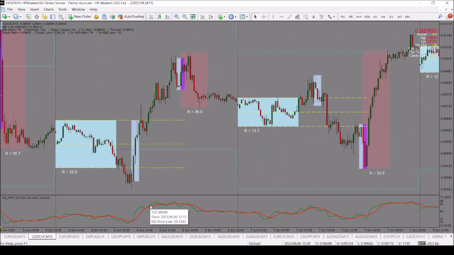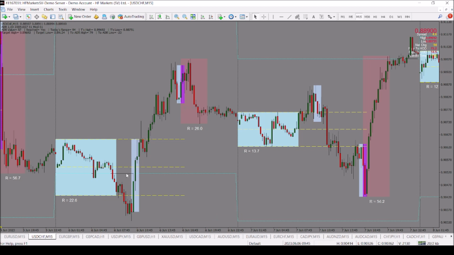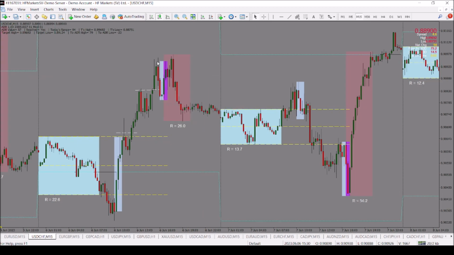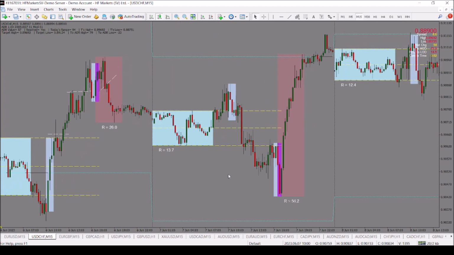This was now USD CHF. We can see this was the Asian session range, and after that range we had a London session where we had twice break of structure here, break of structure here, so 1, 2, and 3. And in the US session we had a beautiful bearish engulfing pattern at that point, and the market went to the downside like that.